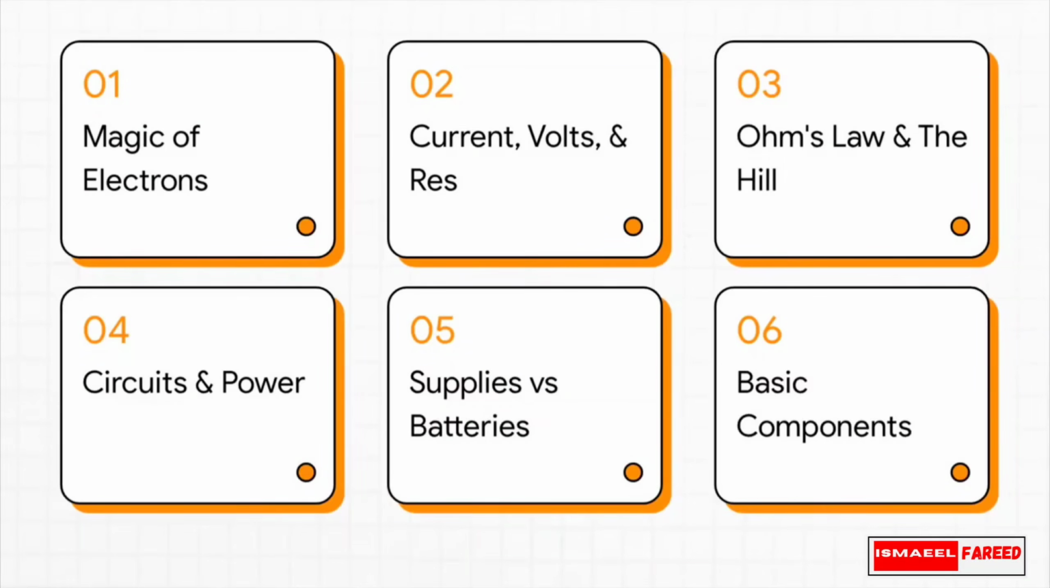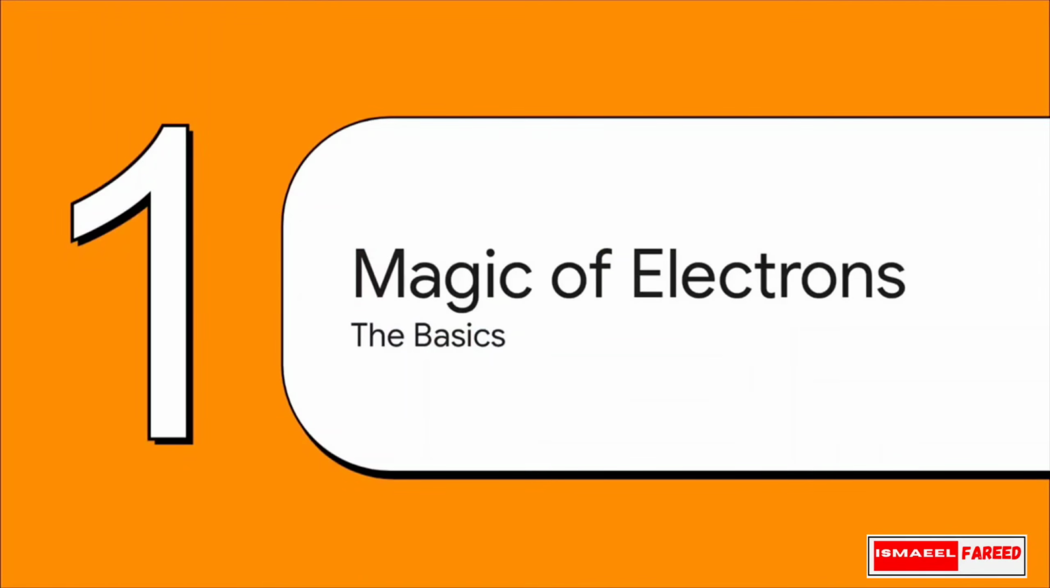Okay, let's dive right into our roadmap. We'll start with Section 1, the magic of electrons. Then move to 2, current, voltage, and resistance. From there, we'll connect them with 3, Ohm's law and the hill. Next, we scale up to 4, circuits and electrical power. Check out the hardware in 5, power supplies versus batteries, and wrap the whole thing up with 6, basic electronic components.